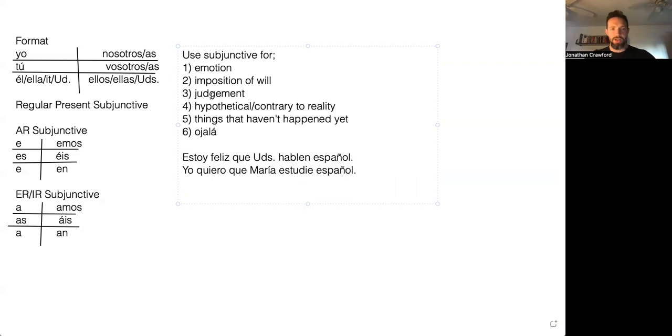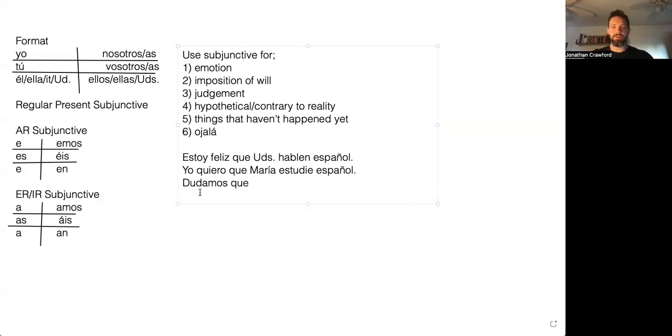All right. Judgment. So if you have judgment, judgment is like if it's your opinion. There's a couple of verbs that are exempt from judgment, and maybe I'll talk about those. But for example, you might say, yo dudo que, right? I doubt that. Or nosotros dudamos que. It doesn't have to be yo. It can be any subject doubting something. So let's say nosotros, for example.